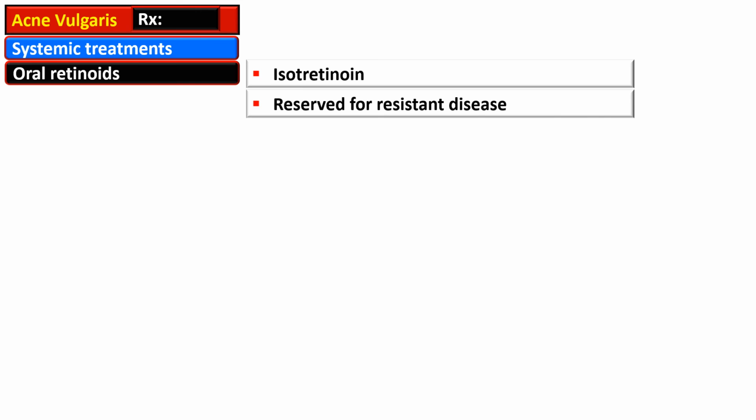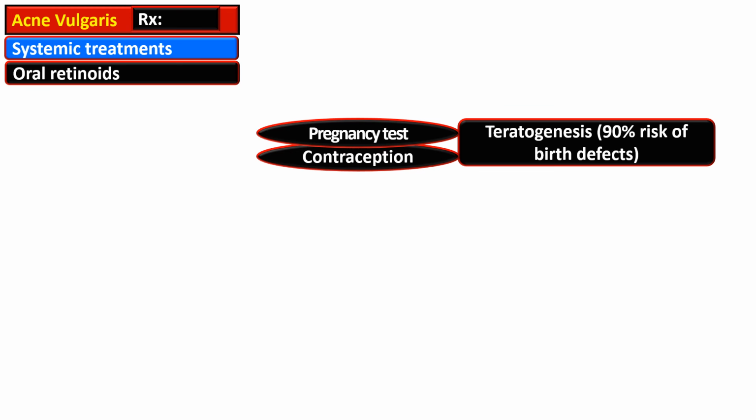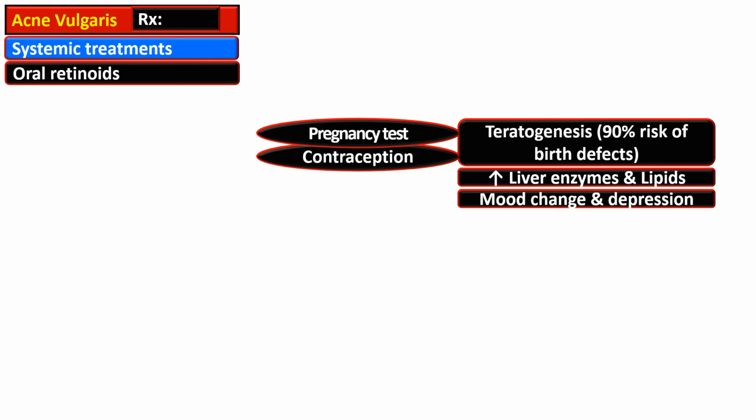The use of oral retinoids such as isotretinoin is reserved for resistant disease because it is associated with teratogenesis. There is 90% risk of birth defect. So, before starting the oral retinoid, a pregnancy test should be done, and when the treatment is started, strict contraception should be initiated. The oral retinoids have a tendency to disturb liver enzymes and lipids, so it is also mandatory to do baseline tests for the cholesterol, lipid profile, and liver enzymes.